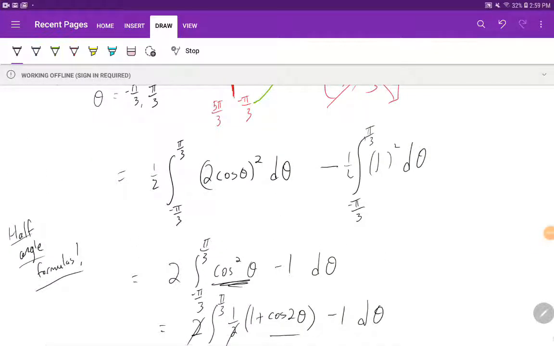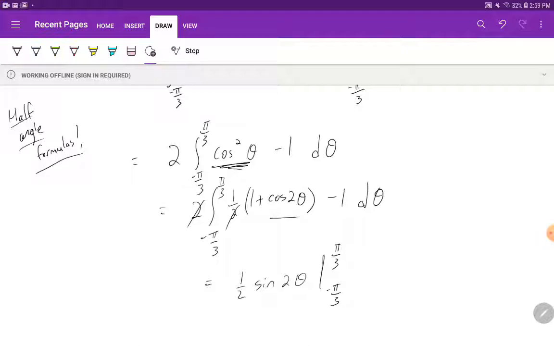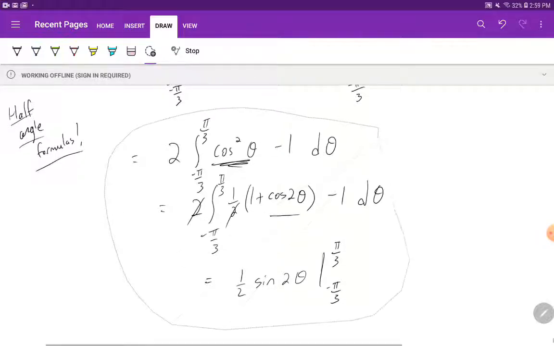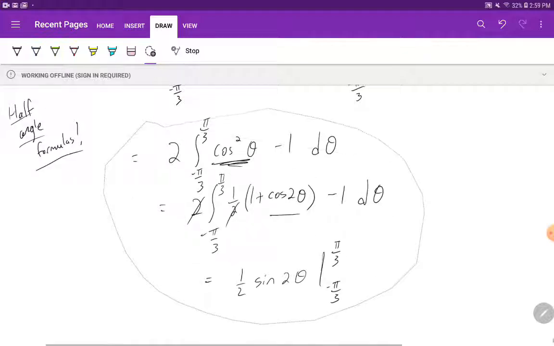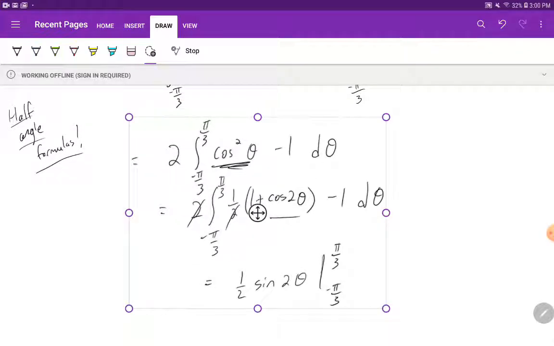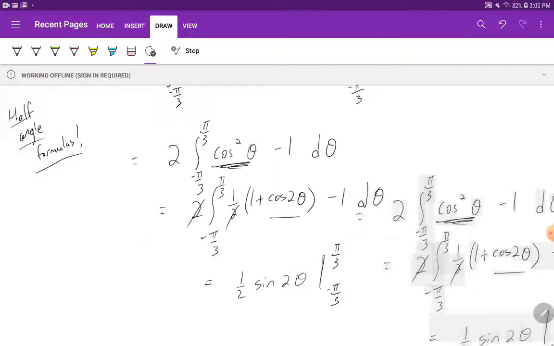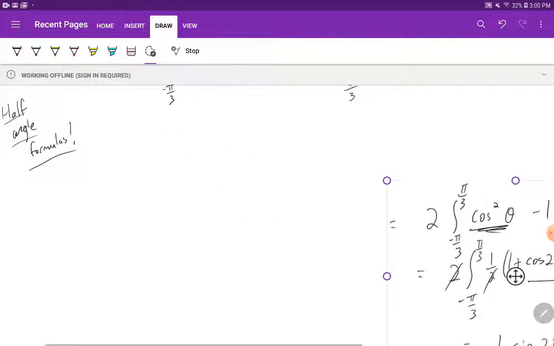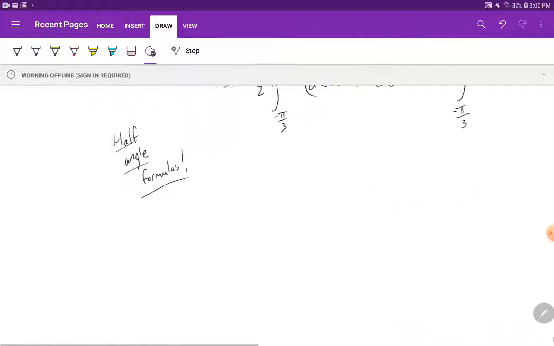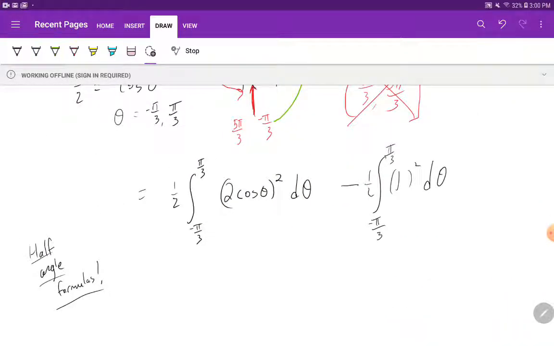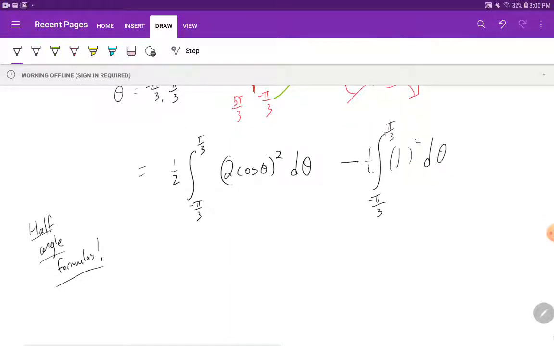Okay, sorry. Let's keep them separate. I think there's a factor of 2 that I totally ignored. So I'm going to keep them separate and then integrate them separately.